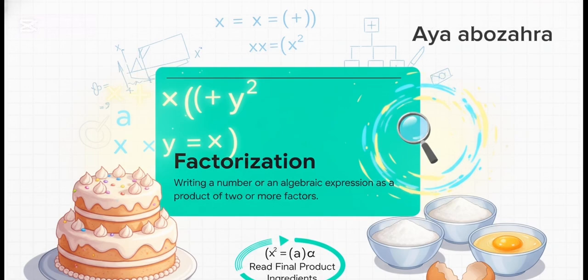The recipe analogy is perfect here. The final expression, that's the cake. The factors, they're the flour, the sugar, the eggs. We're learning how to look at the finished cake and figure out exactly what went into it.